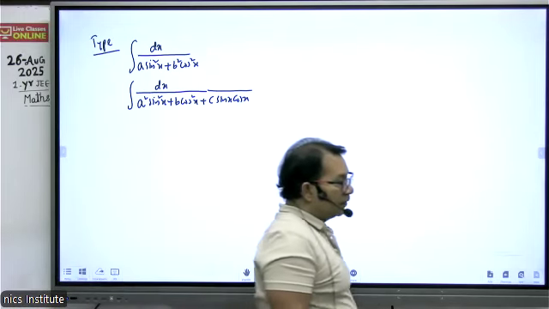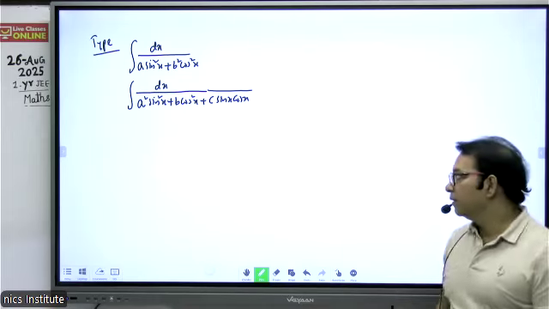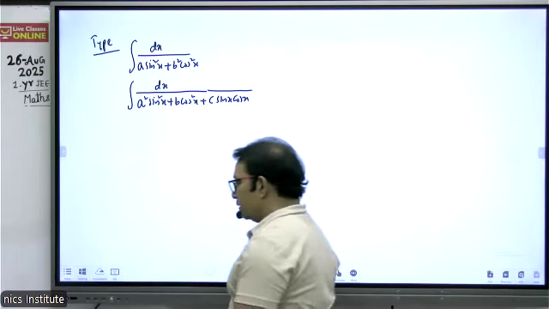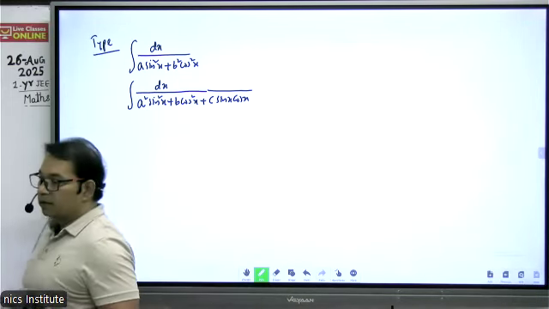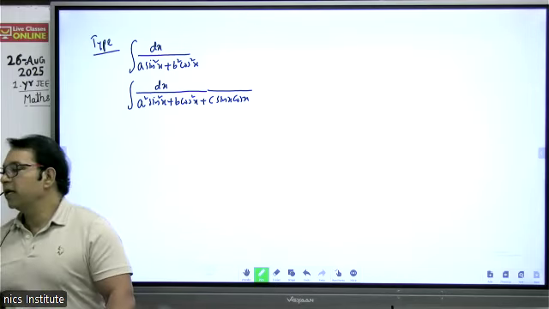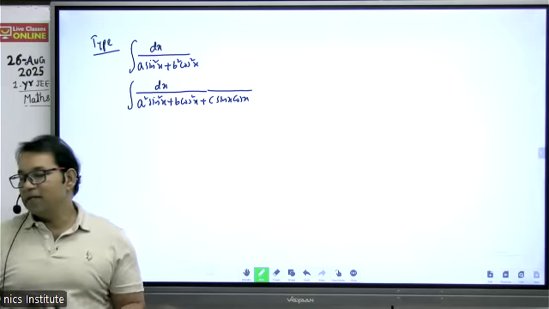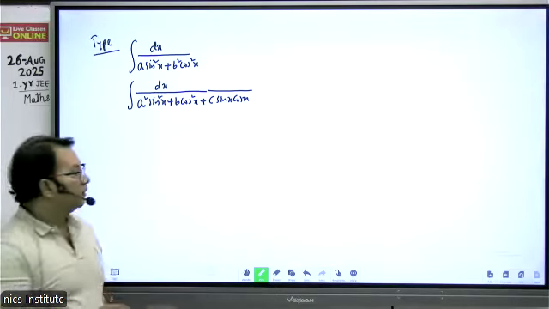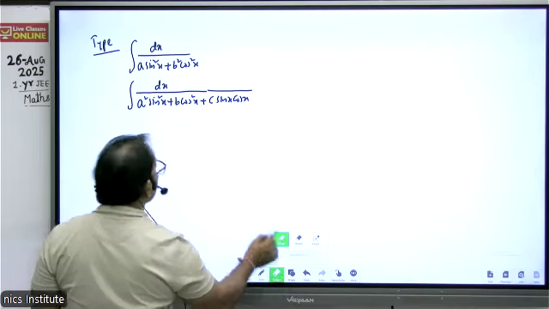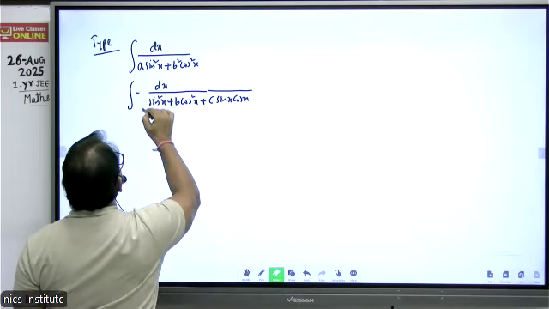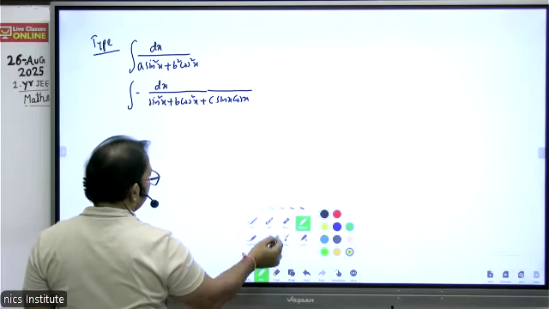So questions of the type where you have no sin cos in the numerator, but sin square x, cos square x, and sin x cos x in the denominator. a, b, c are real numbers. It's not a square, it is a. These are real numbers. Like, one of them can be 0 also.